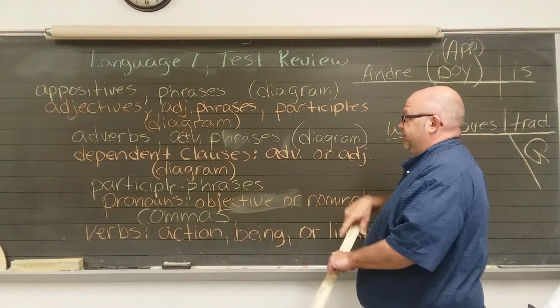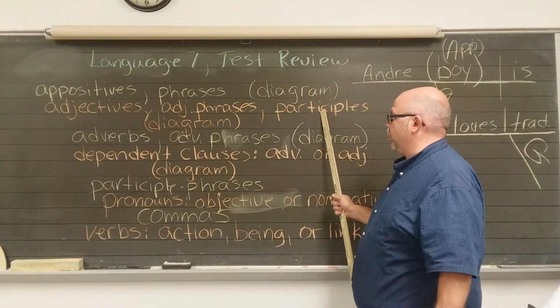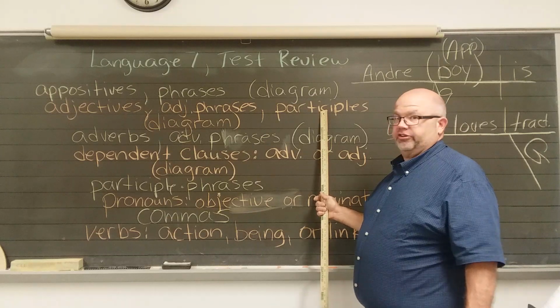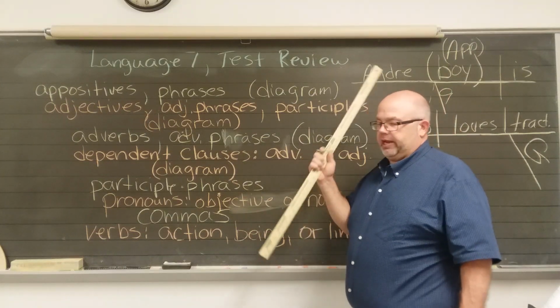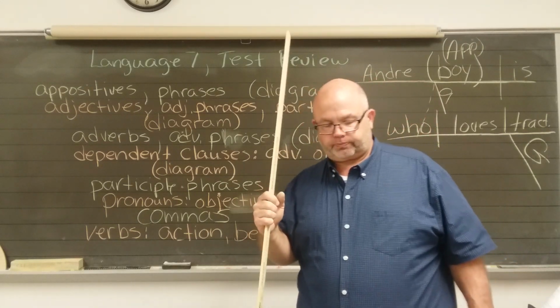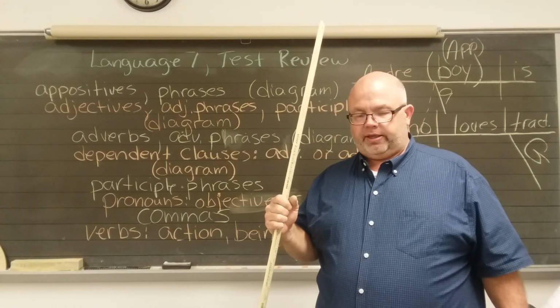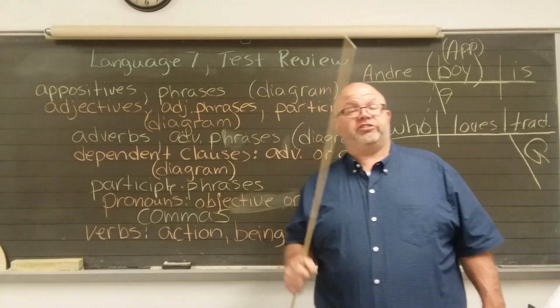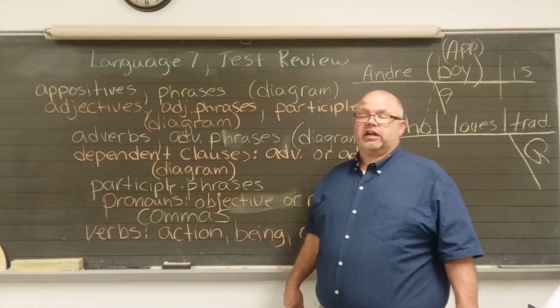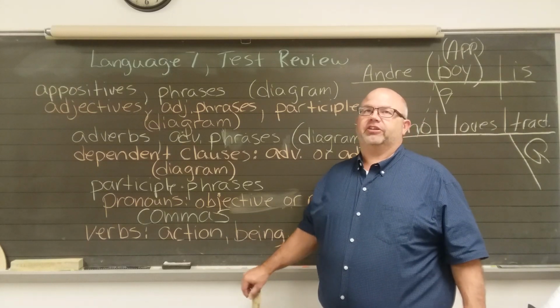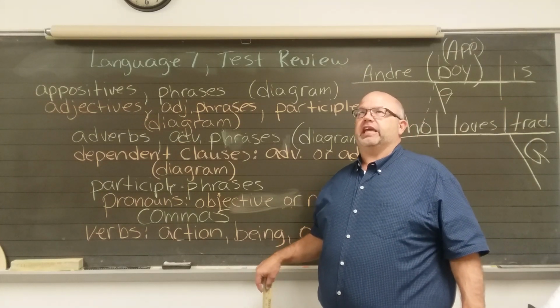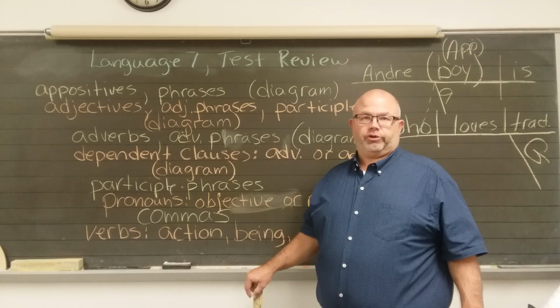Participle phrases. So we have participles, verbs that are used as adjectives, right? Participle phrases. For example, the dog chasing the cat could not climb the tree. Okay? What's the subject and the verb of that sentence? The dog chasing the cat could not climb the tree.